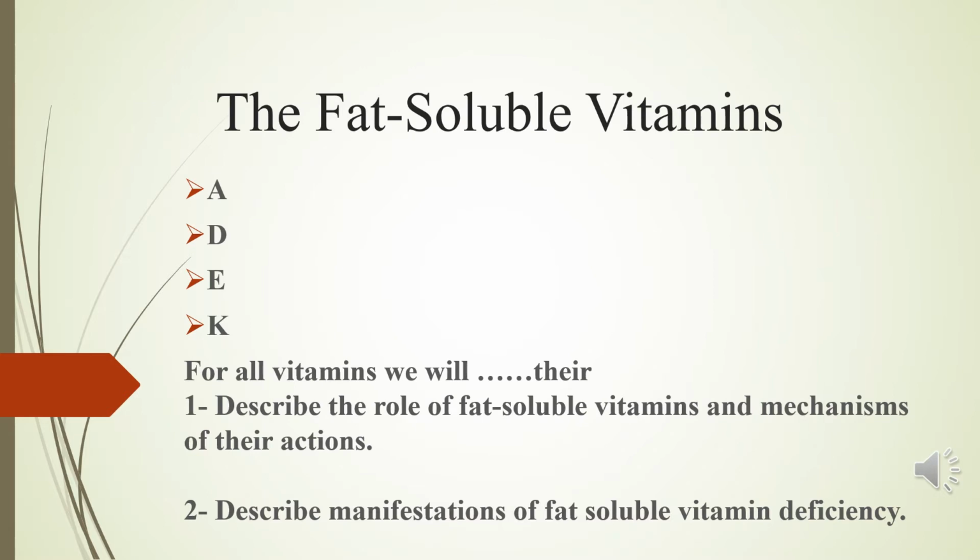For all vitamins, we are going to describe their role and mechanisms of their actions, and also describe the manifestations of their deficiencies. We start with the fat-soluble vitamins, which is a group of 4 vitamins: vitamin A, D, E, and K.